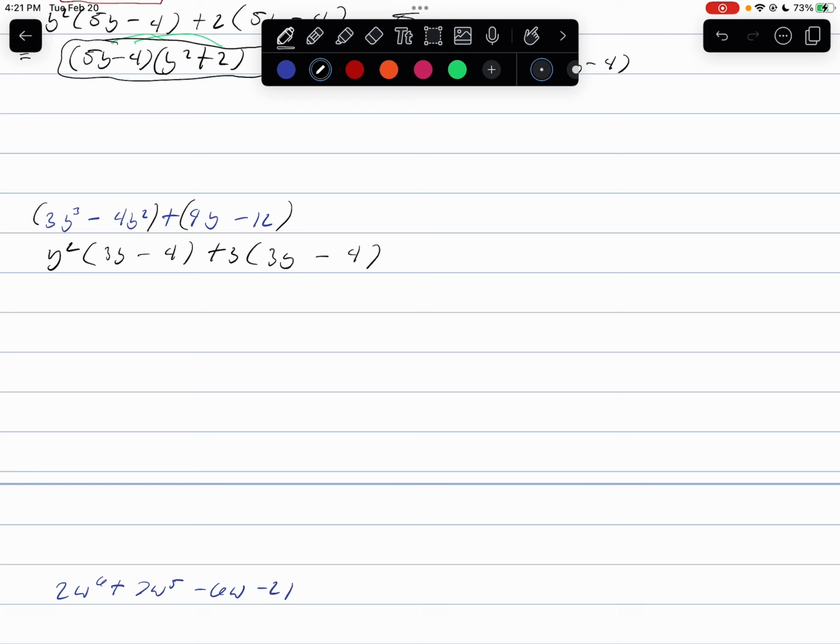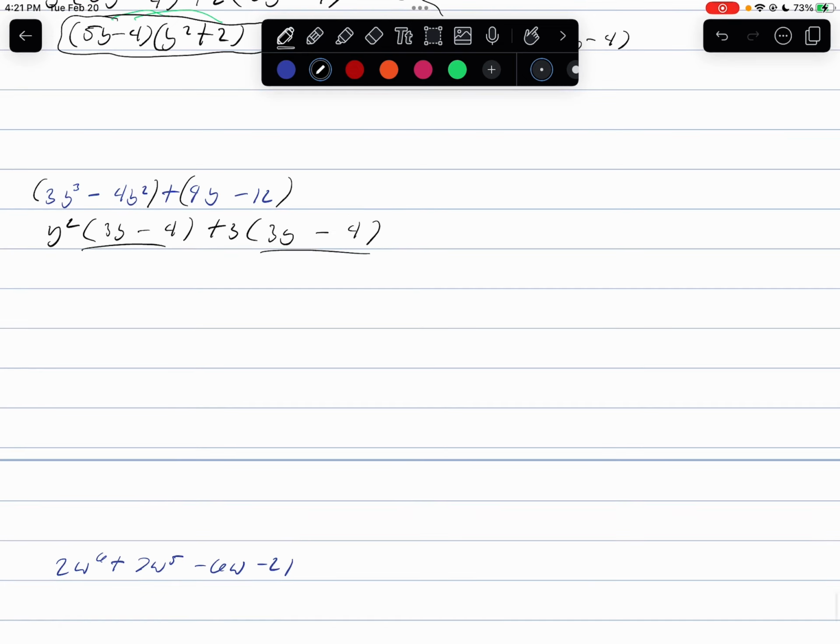So look at that. Here we have 3y minus 4 and 3y minus 4. So we're able to factor that term out and undo the distribution, which is going to give us y squared plus 3 times 3y minus 4.